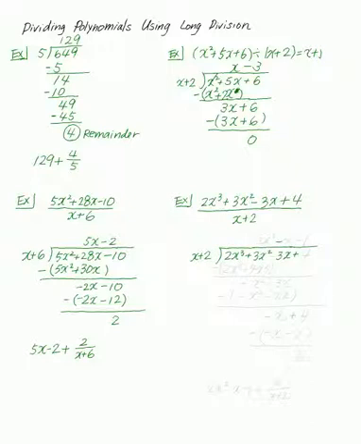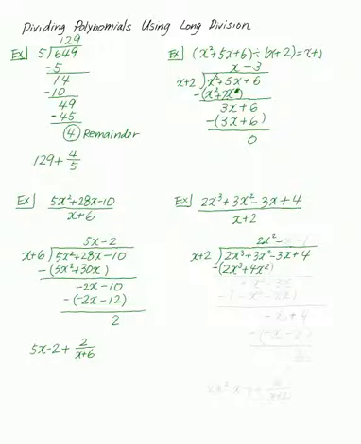And inside is the 2x cubed plus 3x squared minus 3x plus 4. So here we're going to start. I need something times x to give me 2x to the third power. That's going to be 2x to the second power. When I distribute the 2x to the second power to the x plus 2, 2x squared times x is 2x to the third power. 2x squared times 2 is plus 4x squared.